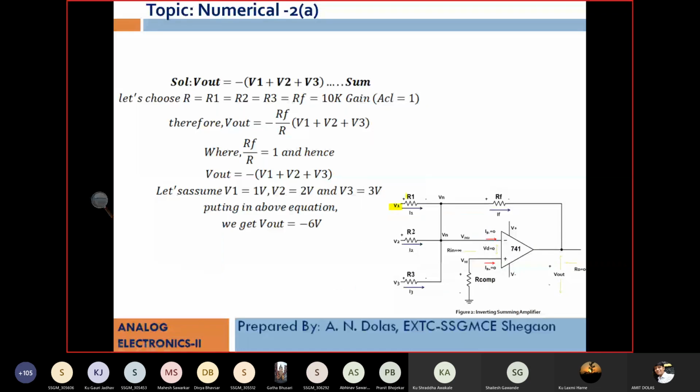We have V1 connected through R1, V2 connected through R2, then V3 through R3 to the inverting terminal, as it is the inverting summing circuit, and RF in the feedback, that is between output and the inverting terminal. And again R comp is connected to the non-inverting terminal, which is the parallel combination of all these resistances, that is R1 parallel to R2 parallel to R3 parallel to RF.